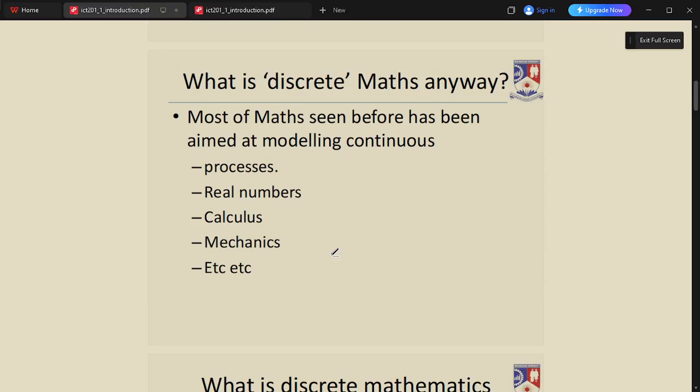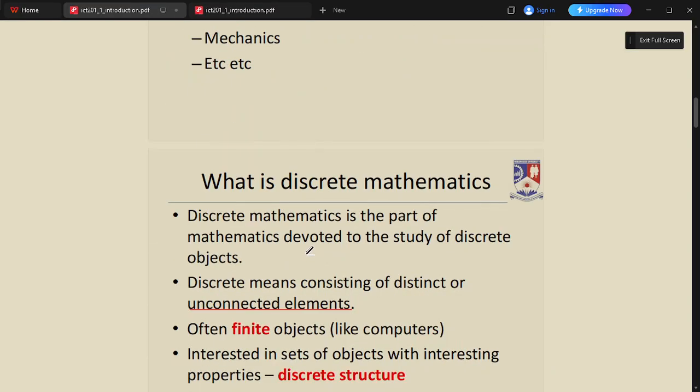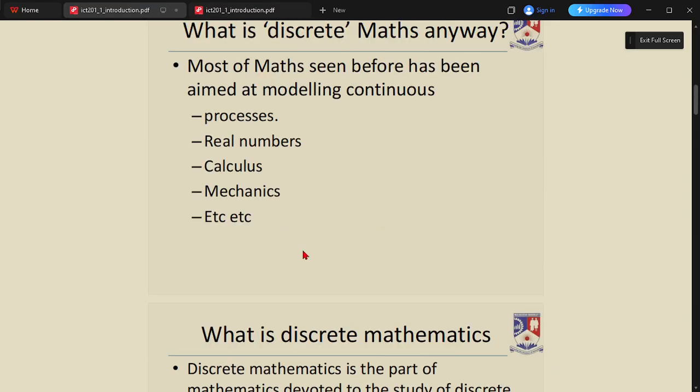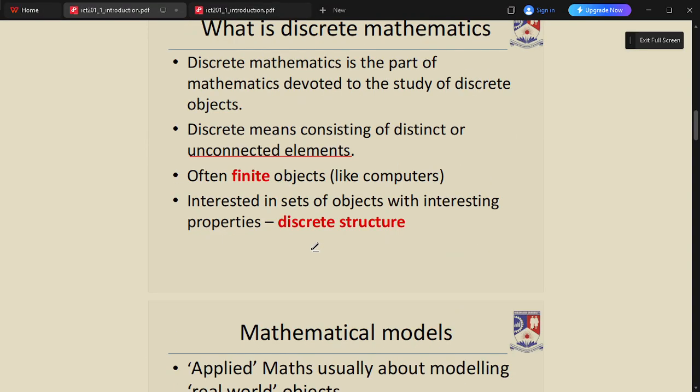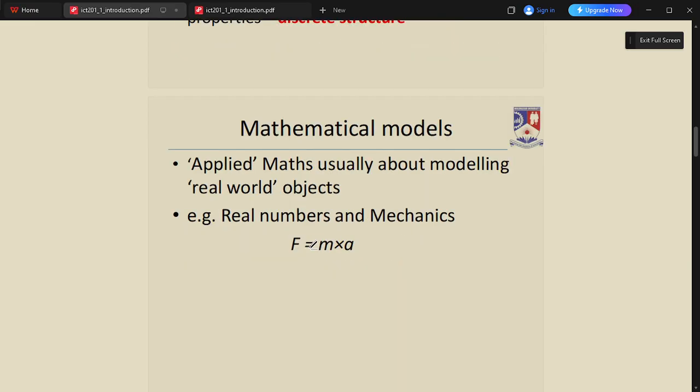This discrete mathematics, unlike most of the maths that have been seen before, which are mostly aimed at processes, real numbers, calculus, mechanics, etc., is mainly based on discrete or different properties of objects.